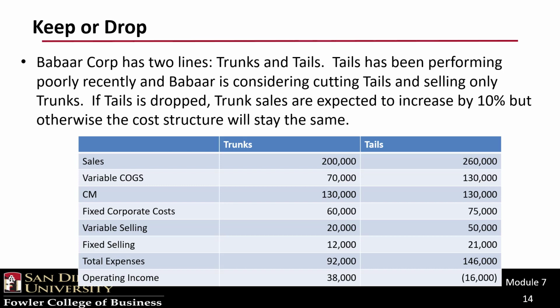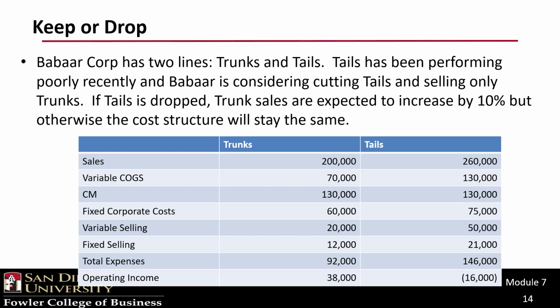So Babar Corp has two lines, trunks and tails. And tails has been performing poorly recently. And so Babar is considering cutting tails and selling only trunks. So if tails is dropped, then trunk sales will increase by 10%. But for the most part, otherwise, the cost structure is going to stay the same.